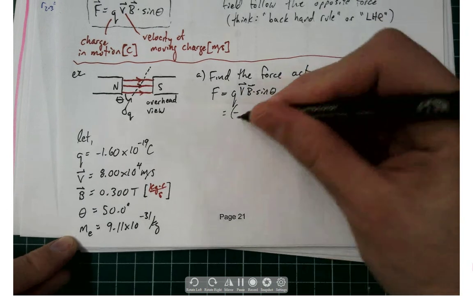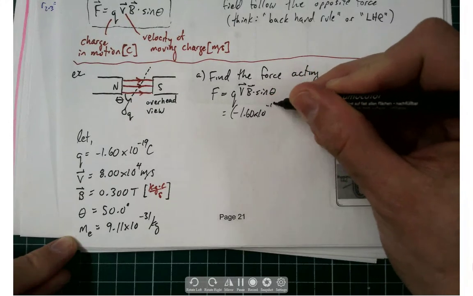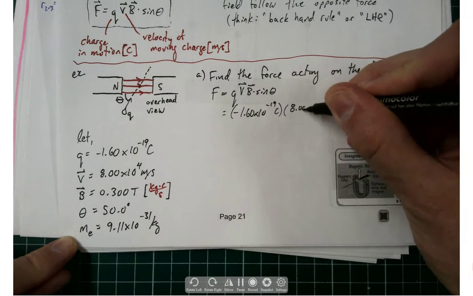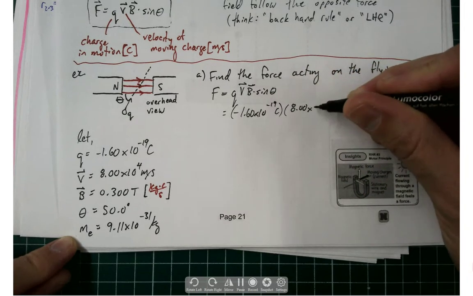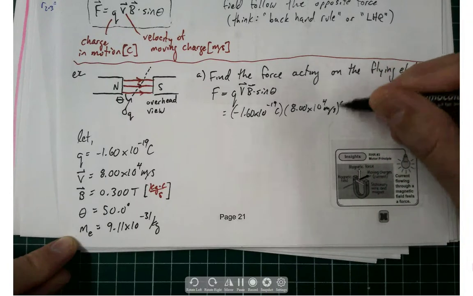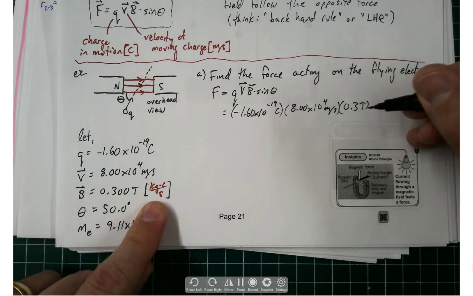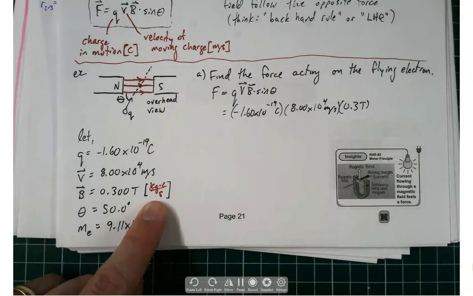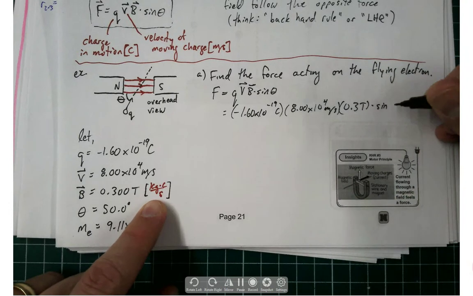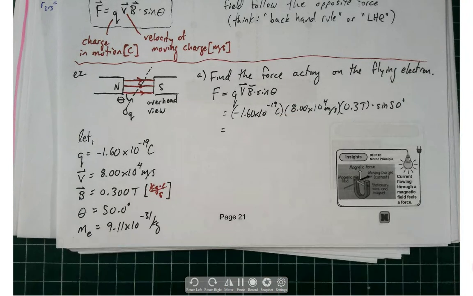So negative 1.60 times 10 to the power of negative 19 coulombs. Eight times 10 to the power of 4 meters per second. 0.3 Tesla. And if you want to write out the full unit expression, you could, just to show that all the units cancel out, but I don't think I want to. Times sine of 50 degrees, the relative angle between the velocity and the magnetic field orientation.